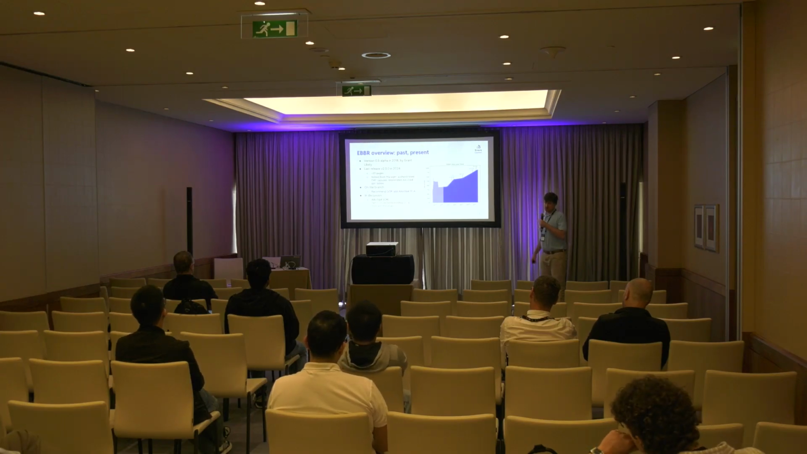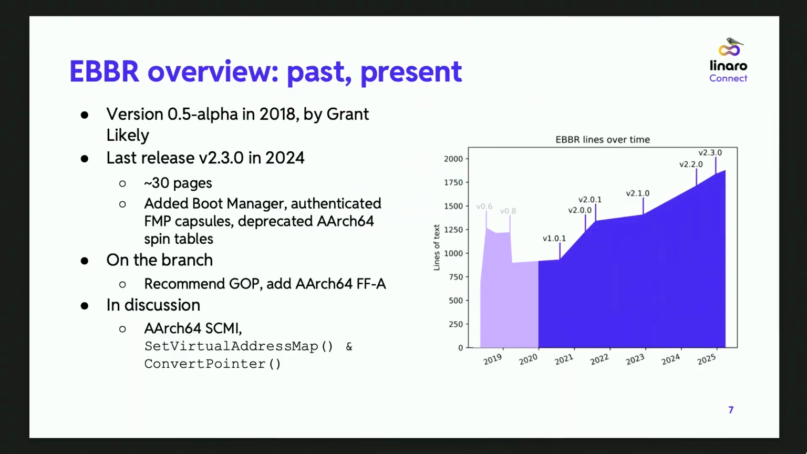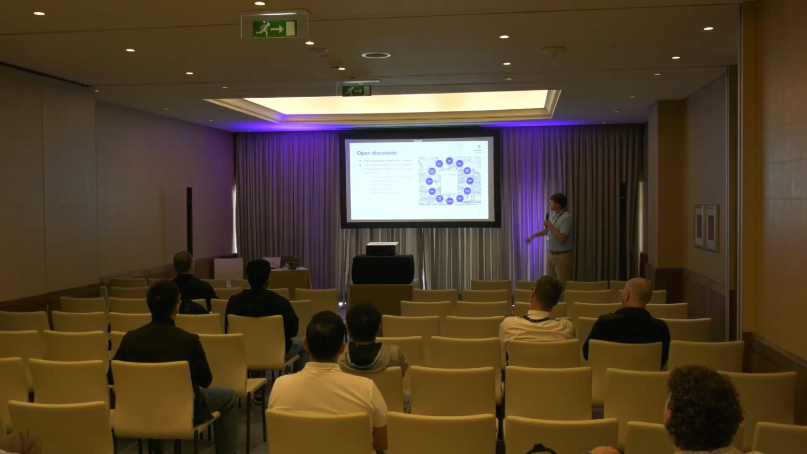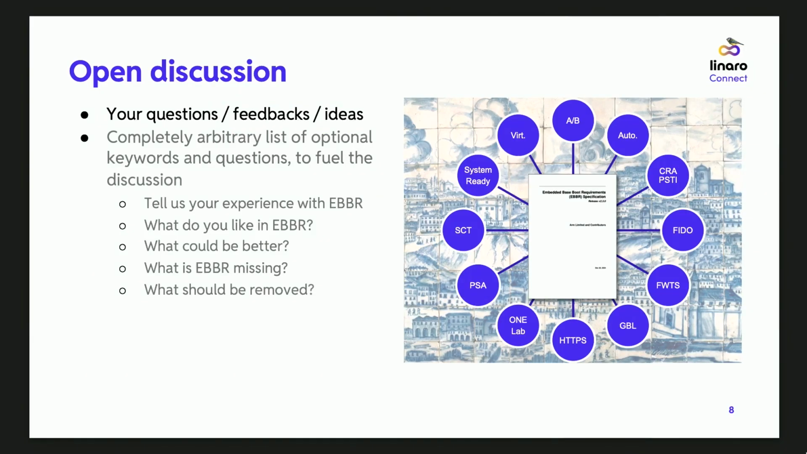And on the branch right now, we have unreleased modifications about the graphics output protocol recommendation and Arm-specific FF-A additions, which are visible by the OS. And under discussion, we have an addition regarding SCMI, which is also visible by the OS, and a discussion on the runtime services. And that concludes our overview of EBBR. And I think we can jump into the open discussion.